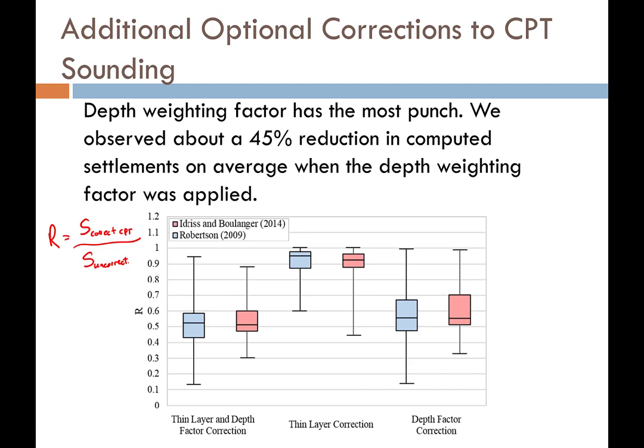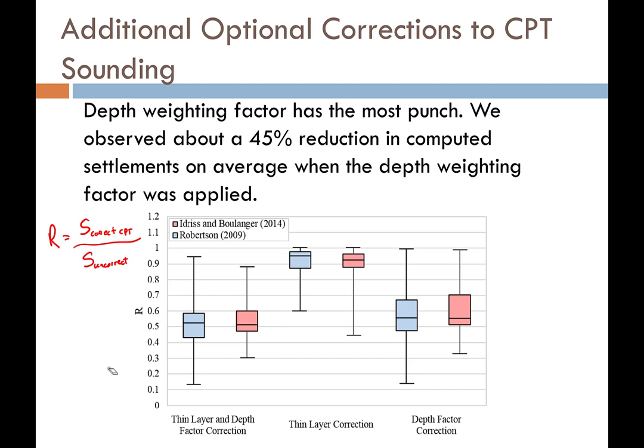So it's just the ratio of the settlements. You see when, for instance, I apply the depth factor correction, the depth weighting factor, on average, I reduce my predicted settlements somewhere right around 55 to 60%. That's insane. Or that ratio, I mean, is 55 to 60%. So we reduce the predicted settlements substantially.